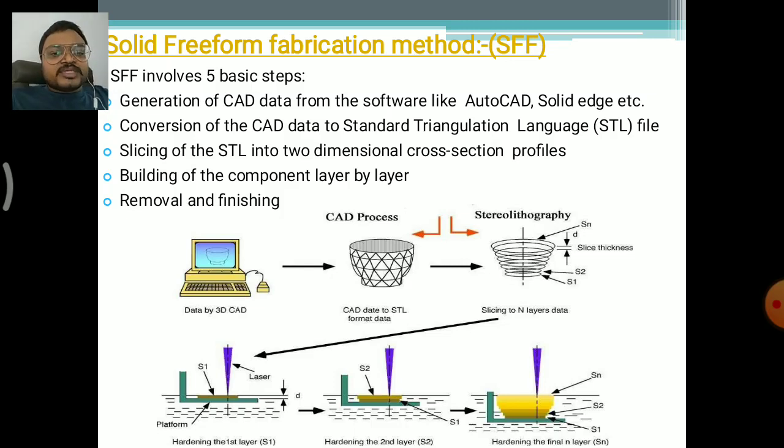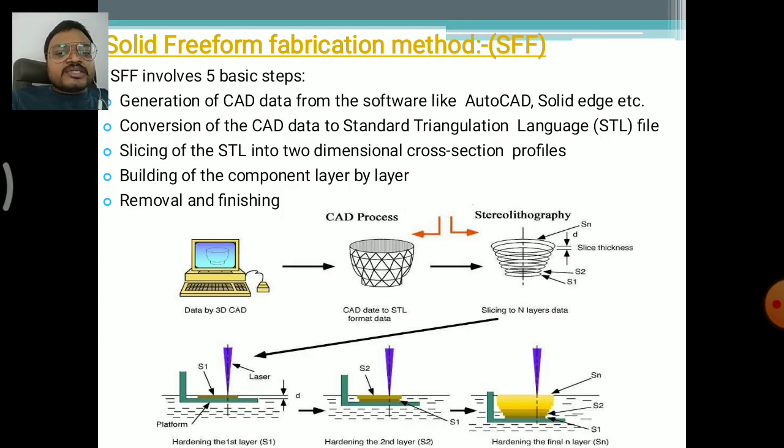In the picture you can see first the data from 3D CAD. For 3D CAD we can use AutoCAD, Solid Edge or CATIA software. These are the general software used in the mechanical stream. Next, the CAD data is converted into STL format data. Then it is converted into stereolithography, where the shape can be identified and transformed through the process. The thickness of the layer depends upon the programming data we are using.